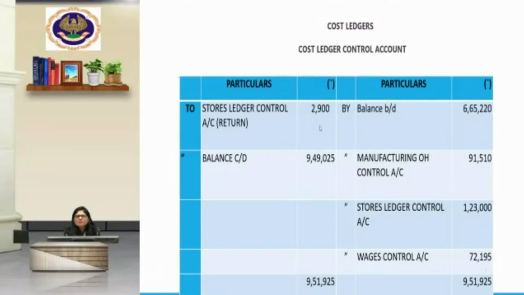So what entry we used to pass? When we return the material back to supplier, cost ledger control account debit to stores ledger. That's why cost ledger is debited and stores ledger will be credited. And this is the final balance of cost ledger control account. All right. So we have completed the cost ledger control account.